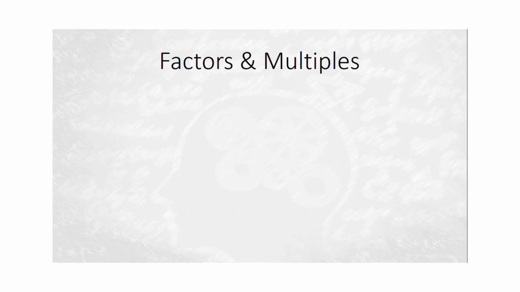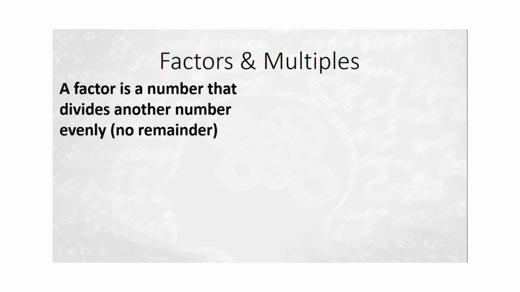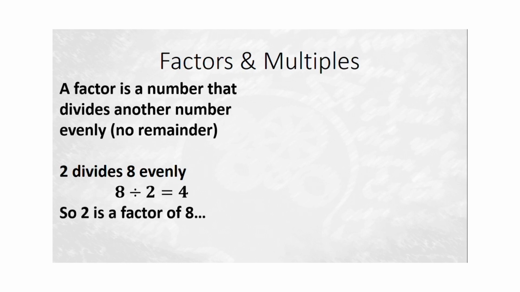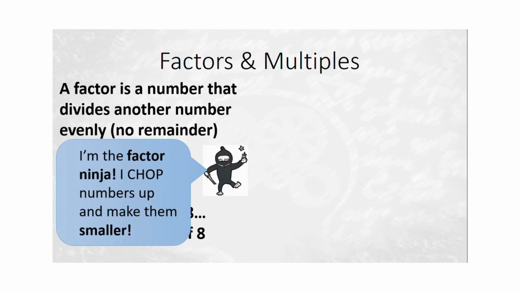Factors and multiples. Oftentimes we get them confused, so let's define them. A factor is a number that divides another number evenly, meaning no remainder. So for example, 2 divides 8 evenly because 8 divided by 2 equals 4. So 2 is a factor of 8 because it divides it evenly, but also 4 is a factor of 8. I'm the factor ninja. I chop numbers up and make them smaller.